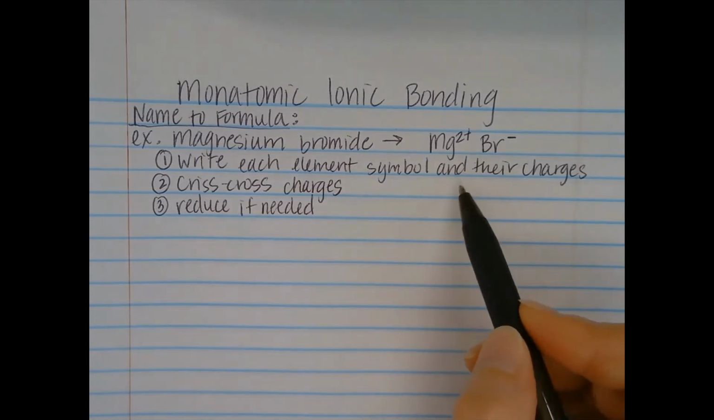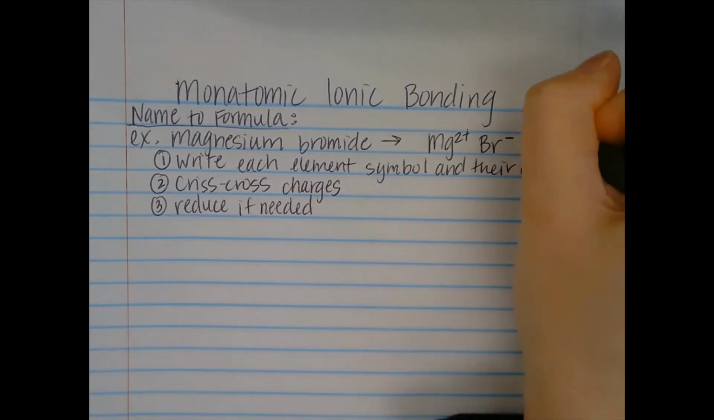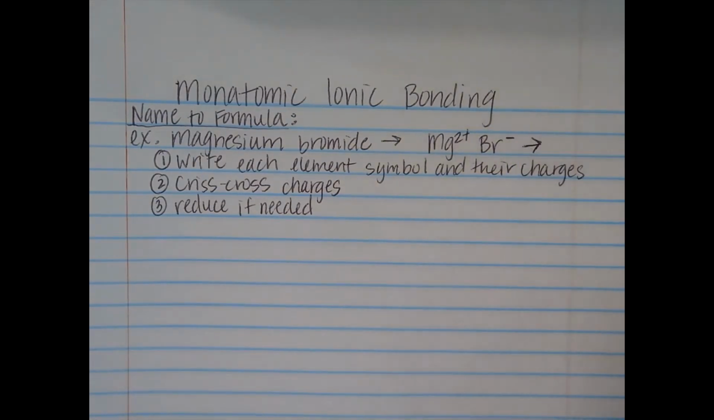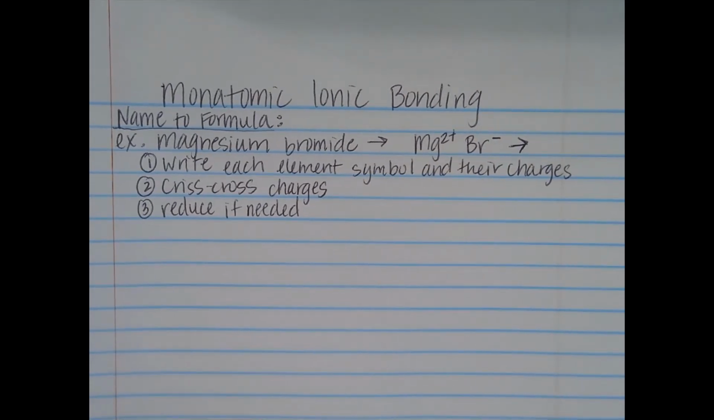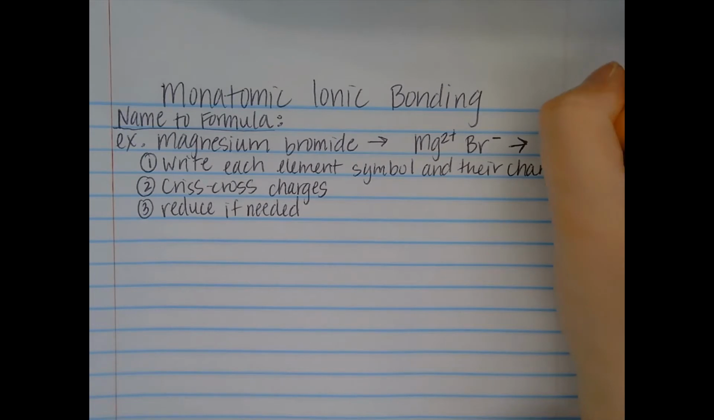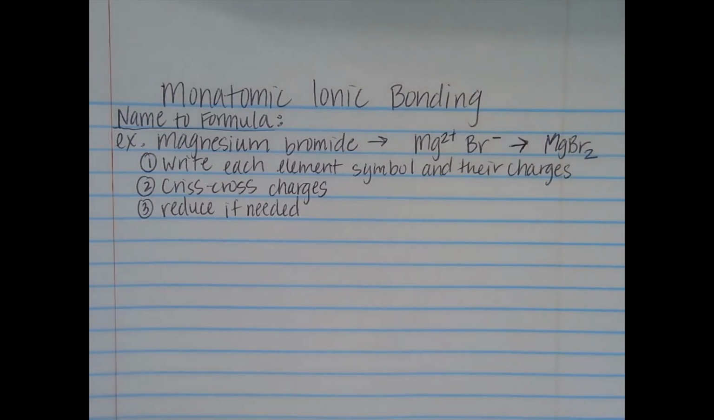So if I crisscross these charges, then turn to your neighbor and tell them what you would get. What would be the formula? So if I crisscross these charges, I would end up with MgBr2. So MgBr2 would be my formula from this name.